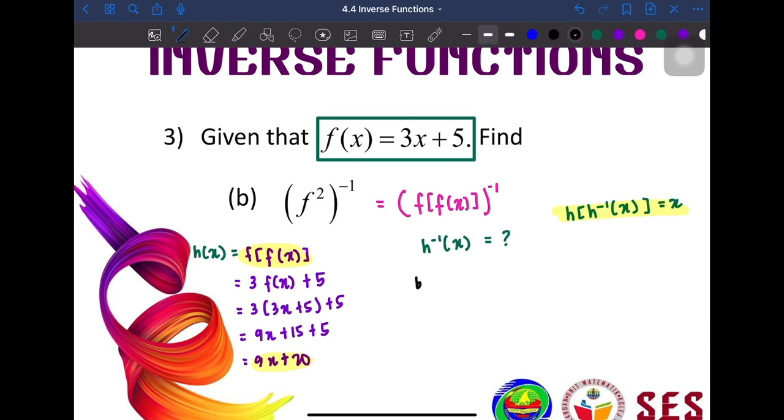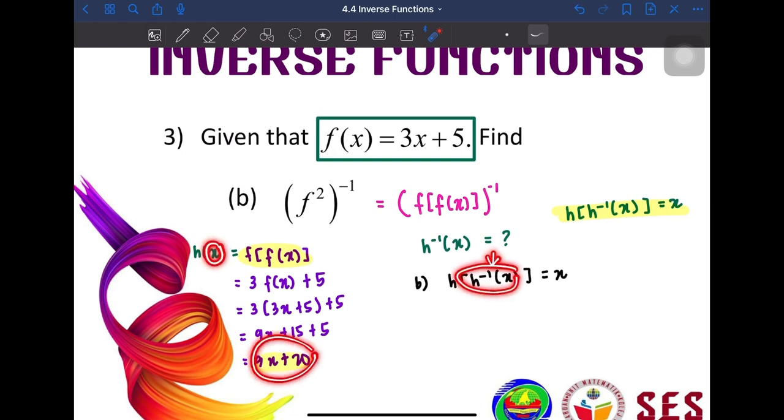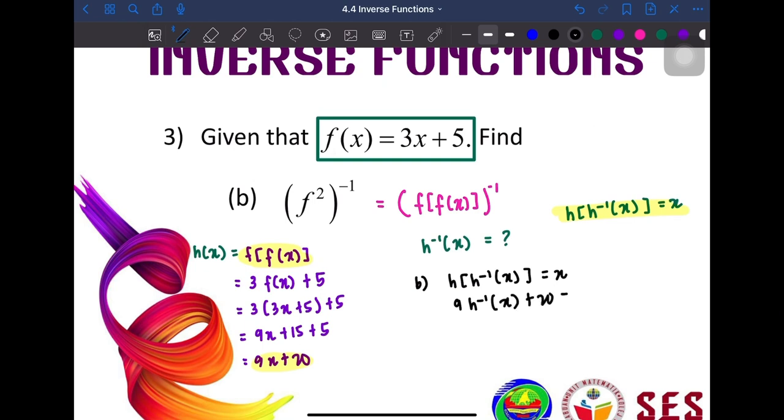So kita akan jawab soalan B. So H inverse compose dengan inverse dia akan dapat X. So sekarang kita ada input baru untuk H, which is H inverse. So function H asal is this one. So bila sini dah jadi H inverse, sini pun jadi H inverse. So this one akan jadi 9H inverse tambah 20 sama dengan X.